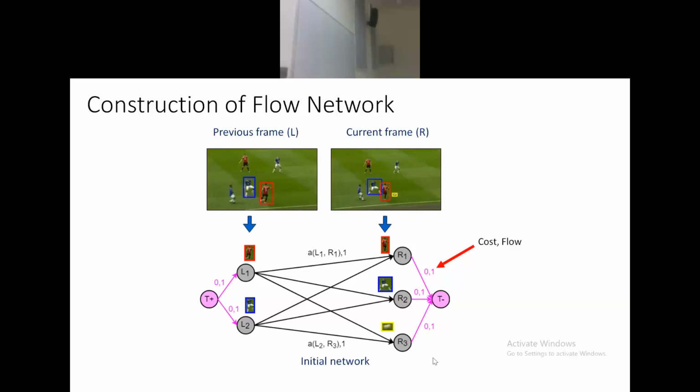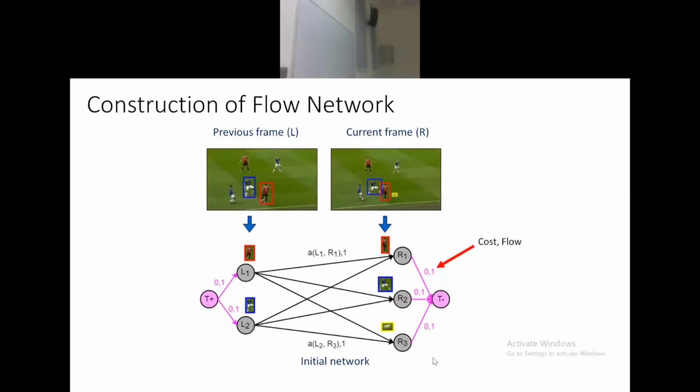L0, L1, L2 are those boxes on the left hand frame, and R0, R1, R2, R3 on the right hand side, where we could identify the balls separately. The question is, what is the best path in this network? That's what we would determine.